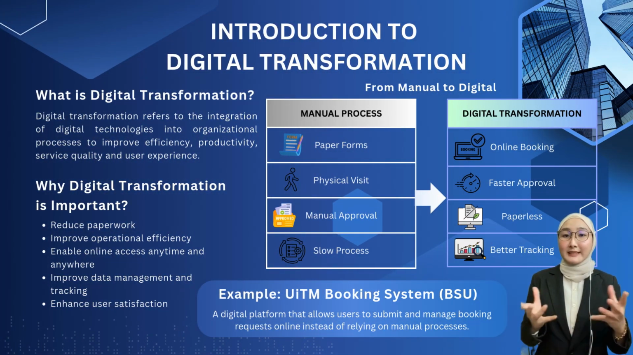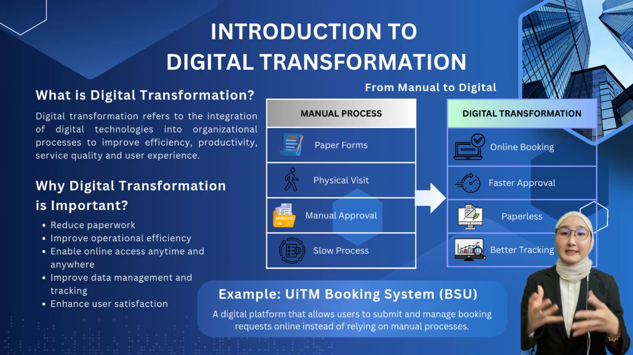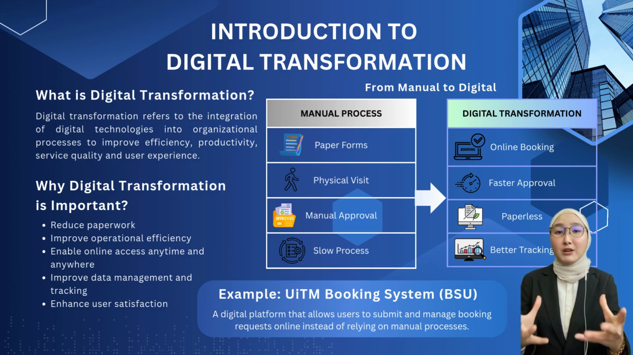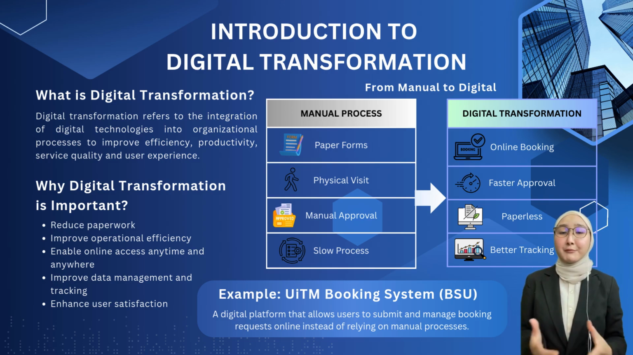Before we discuss the UiTM booking system, it is important to understand what digital transformation actually means. In simple terms, digital transformation is the process of using digital technologies to improve the way an organization operates and delivers its services. The main goal is not just to replace paper with computers, but to make processes more efficient, more accurate, and more convenient for users. As shown on this slide, many traditional processes rely on paper forms, physical visits, manual approvals, and time-consuming procedures. These methods often require more effort from both staff and users and increase the possibility of delays or human error.